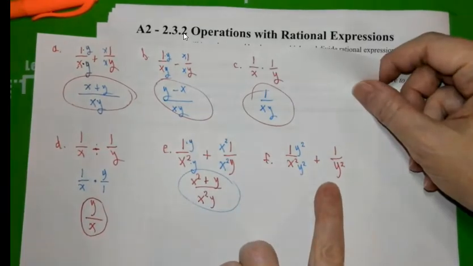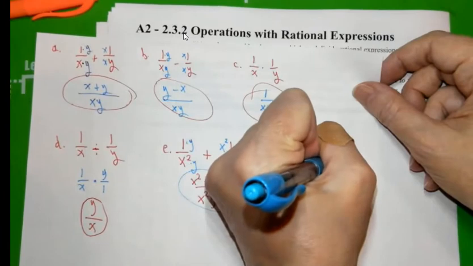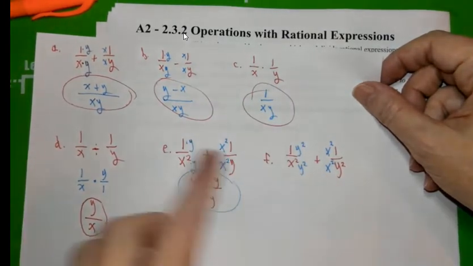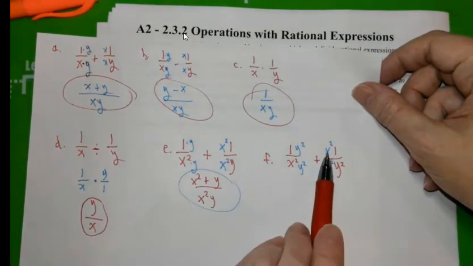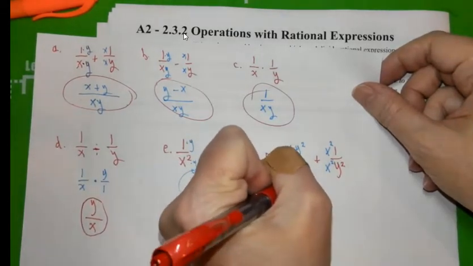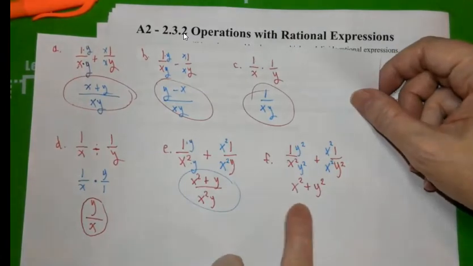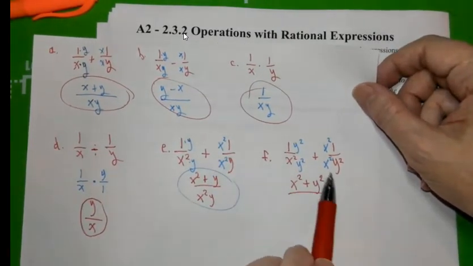And the one on the right is missing the x squared, so I'll multiply it by x squared over x squared. Now the denominators match, and I can add my two numerators. So my numerators are x squared and y squared, so we'll say x squared plus y squared in that order. Although the order doesn't matter, ACT is going to put it in that order, so we might as well get in the habit. And then the denominators are the same denominator.